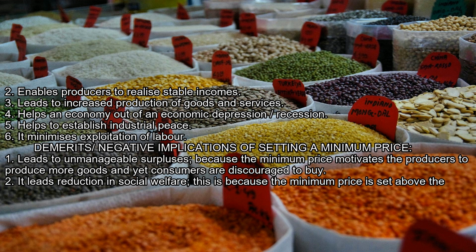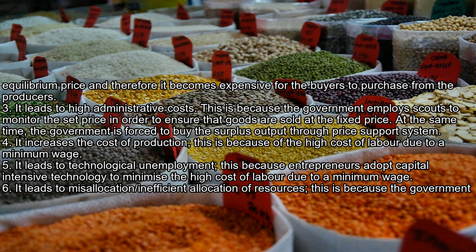Demerits/negative implications of setting a minimum price. 1. Leads to unmanageable surpluses, because the minimum price motivates the producers to produce more goods and yet consumers are discouraged to buy. 2. It leads to reduction in social welfare. This is because the minimum price is set above the equilibrium price and therefore it becomes expensive for the buyers to purchase from the producers.